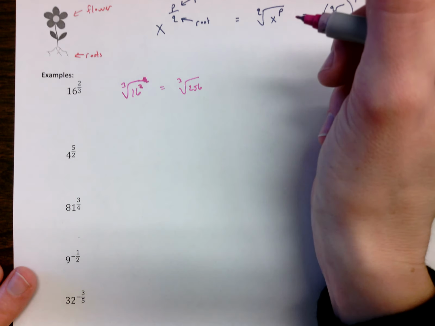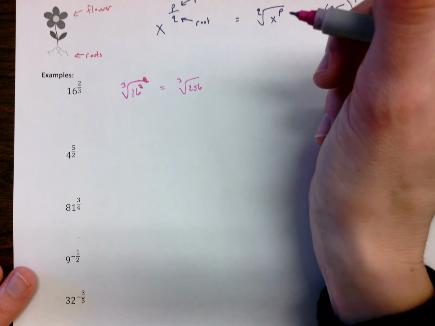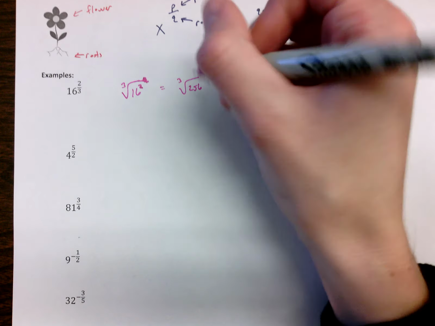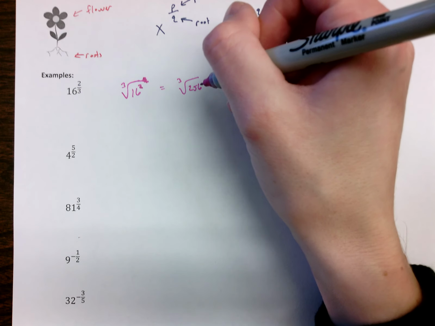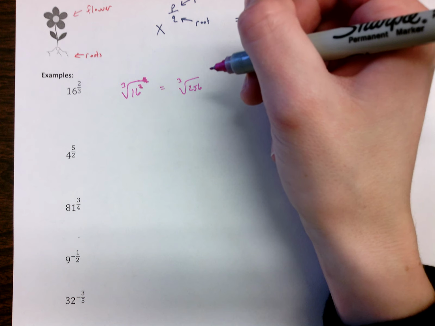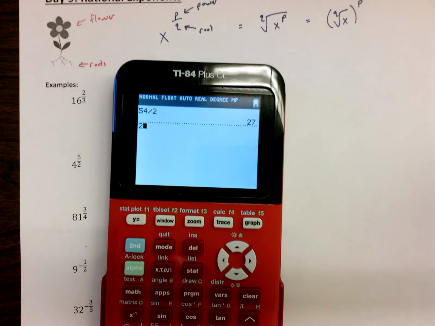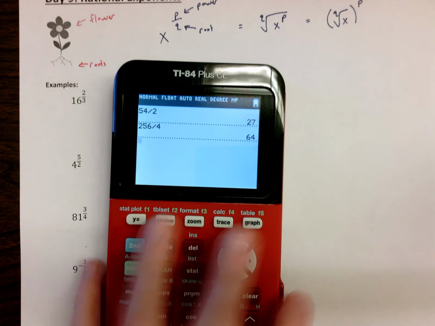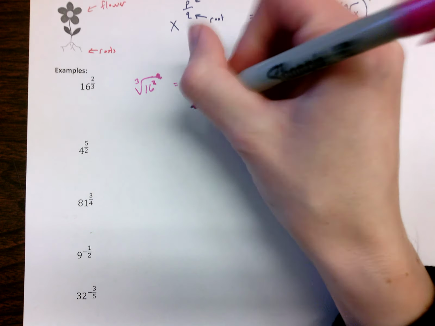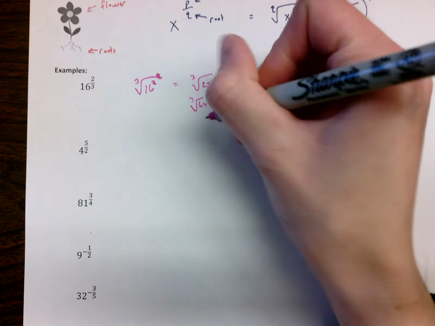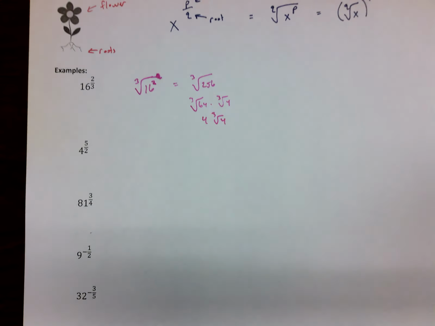And then 256, that is a perfect cube. So I can then take the cube root of 256, or I'm sorry, no, it's not a perfect cube. I was thinking of a perfect fourth power. It's not a perfect cube, but I can simplify it. So 256 is the product of, let's see, 4 and 64, I think. Let me double check that. Yeah, 4 and 64. So I can break this into the cube root of 64 and the cube root of 4. Cube root of 64 is 4, so this simplifies to 4 times the cube root of 4.